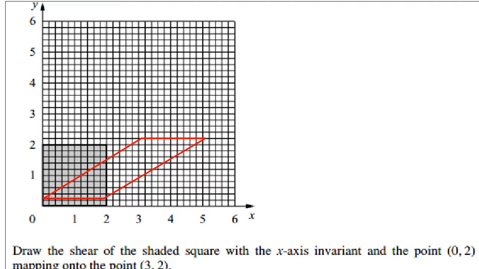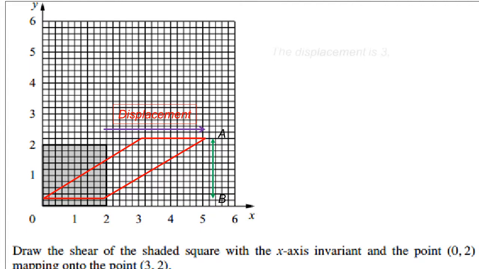Right, now the displacement is going to be either from the point 0,2 to 3,2 or from the point 2,2 to 5,2. The displacement is parallel to the x-axis and it's always the same, so in this case it's 3. Now the distance from the invariant line to any given point is 2. So in effect, B to A is 2.